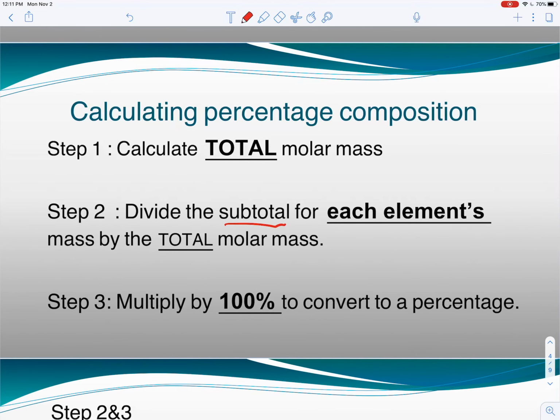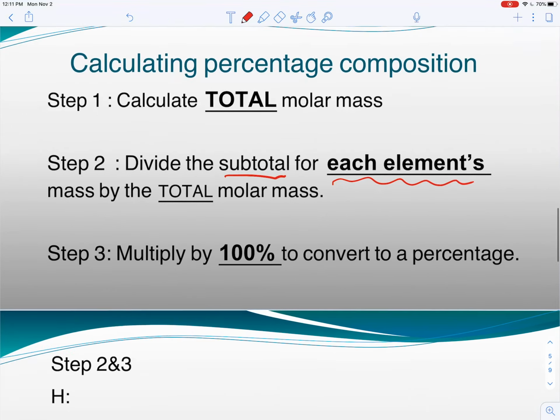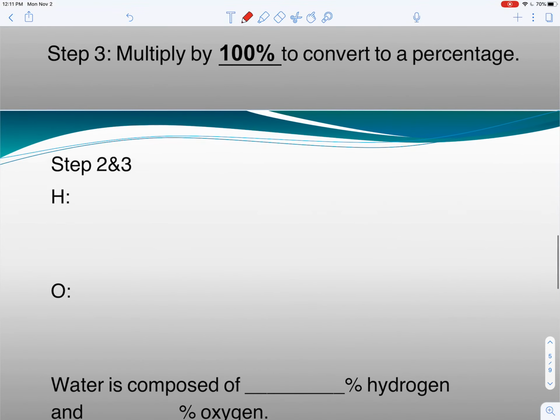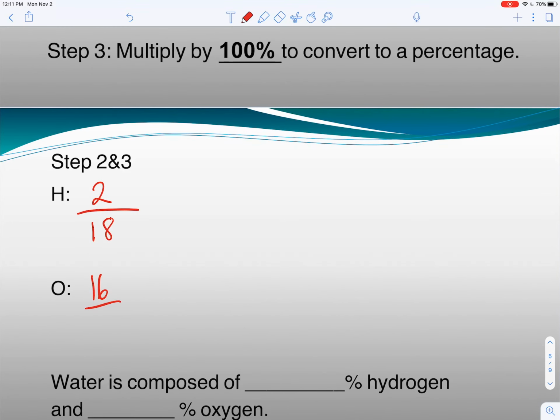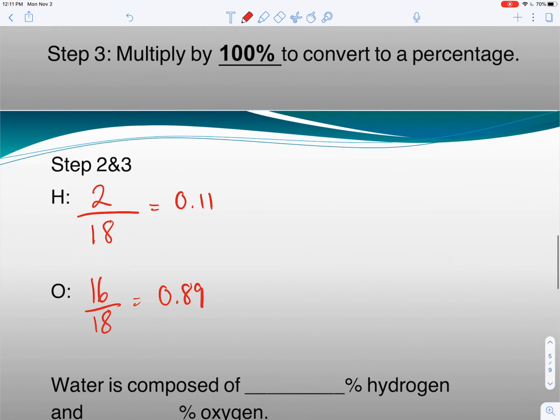Next, we want to divide the subtotal for each element, so that's going to be hydrogen and oxygen, by the total molar mass. What that means is for hydrogen I had 2, for oxygen I had 16. So I'm going to divide both of these numbers by the total here. The total was 18. So I get 0.11 and 0.89.